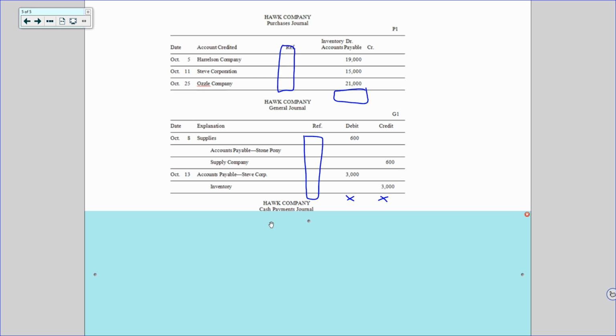Some general journals. So we bought supplies, but we charged them, and we bought, what was that one? The 13th. Yes, it was returning inventory. So then we no longer owe that AP as much anymore.